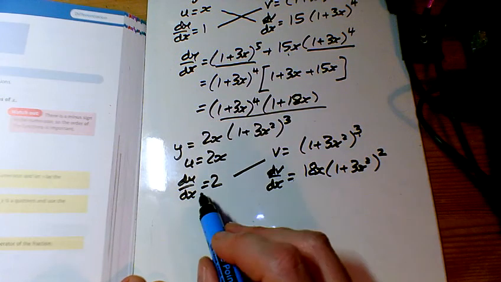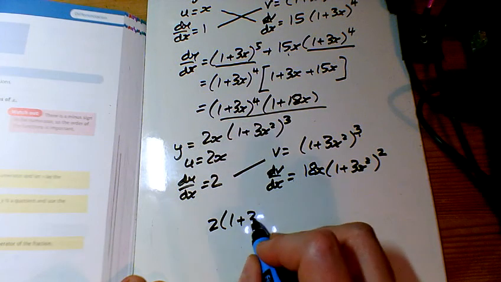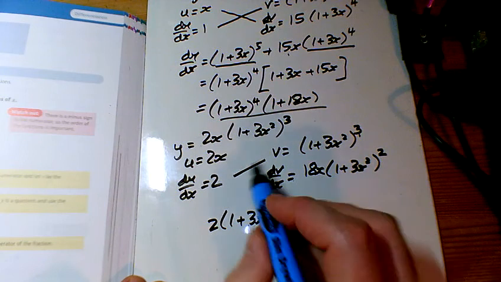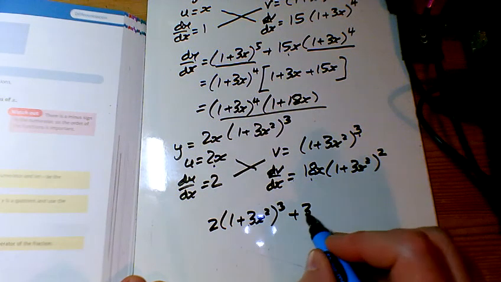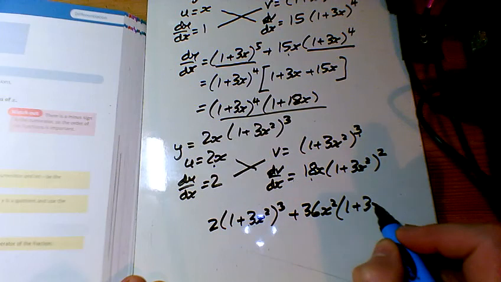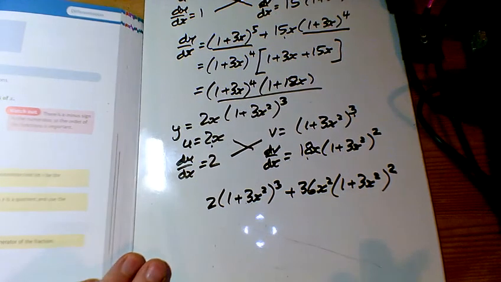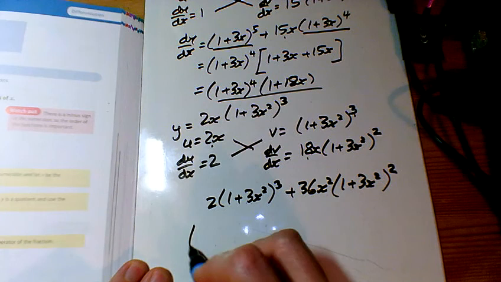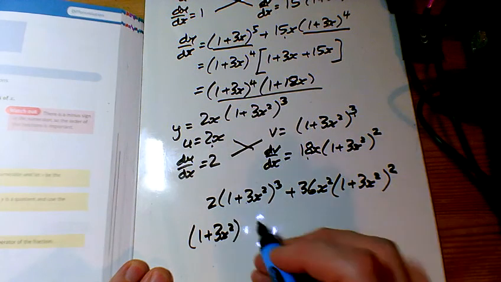Criss-cross it. So v du by dx, 2 lots of 1 plus 3x squared cubed, plus these two bits timesed together. So 2 times 18 is 36x squared times 1 plus 3x squared squared. And should we just take out again? We can do a factor here. So we've got a factor of 1 plus 3x squared squared.